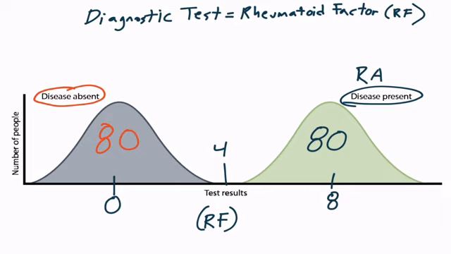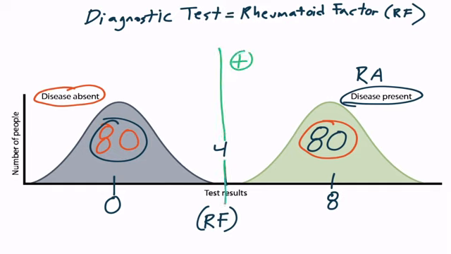Now our goal is to catch all of these rheumatoid arthritis patients on the right, and none of these patients without the disease on the left. If we set our rheumatoid factor cutoff level here at 4 in the middle, we would see that on the right, all these patients would test positive, and on the left, all these patients would test negative. In other words, a rheumatoid factor level less than 4 would mean you have a negative test, and above 4 means you have a positive test.